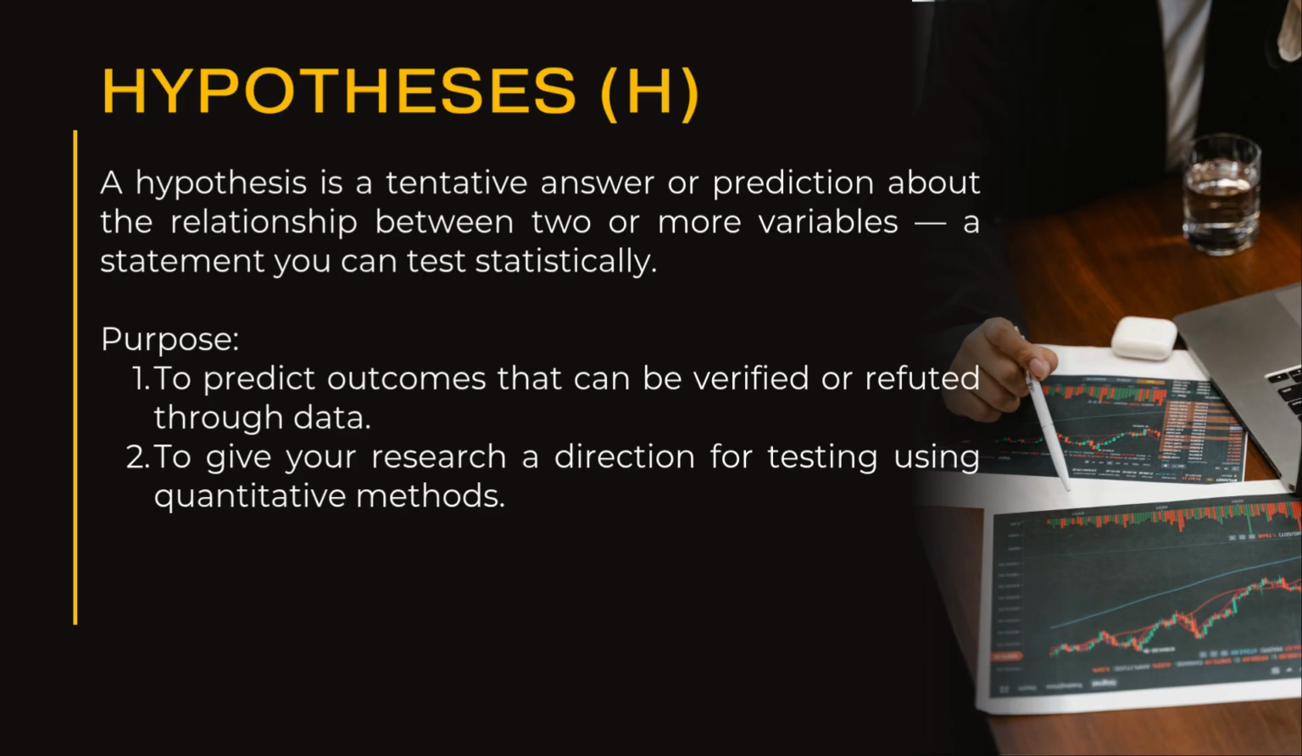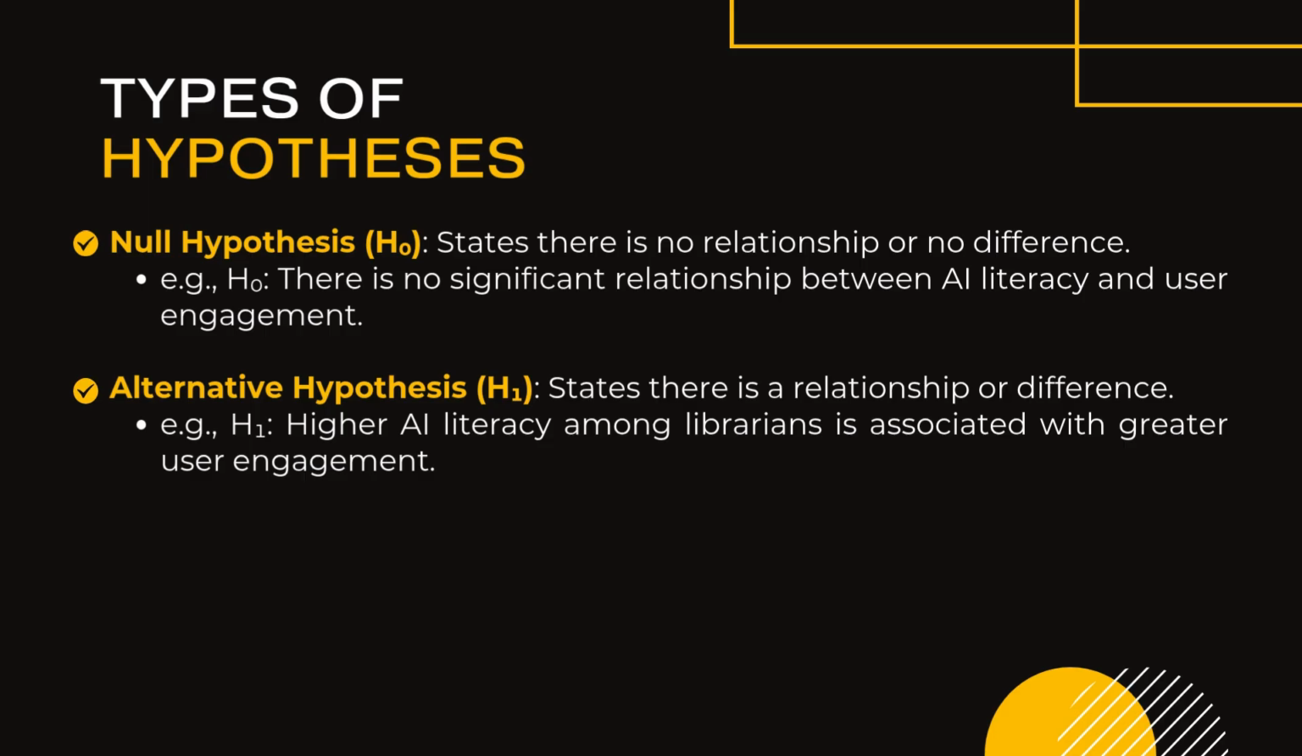A good hypothesis should always be clear, concise, and testable. It shouldn't rely on personal opinion or vague ideas. It must be something that data can confirm or reject. Before moving on, ask yourself, can my research problem be expressed as a statement that could be tested statistically? If yes, then formulating a hypothesis will give your research a strong and measurable direction. In the next slide, we'll look at the types of hypotheses, how to distinguish between the null and the alternative forms.